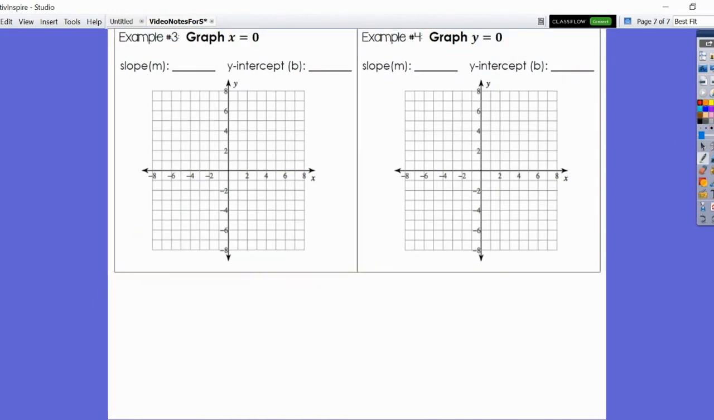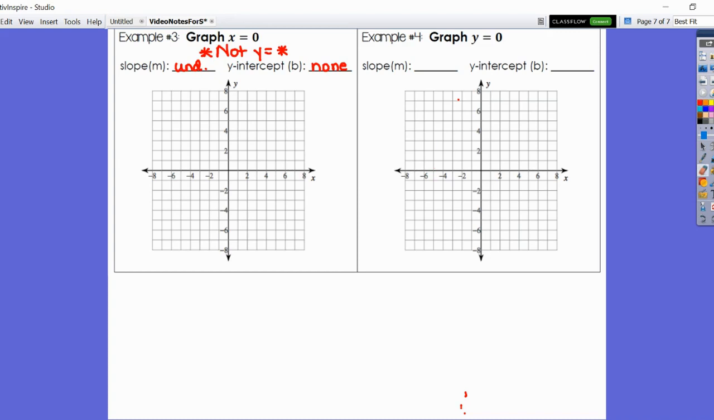For example number 3, I want to graph x equals 0. Right away, I want to make note that this is not in y equals format. So when it doesn't have y equals, when it's x equals, I always have an undefined slope, and my y-intercept again is going to be none. We go ahead and graph this line.